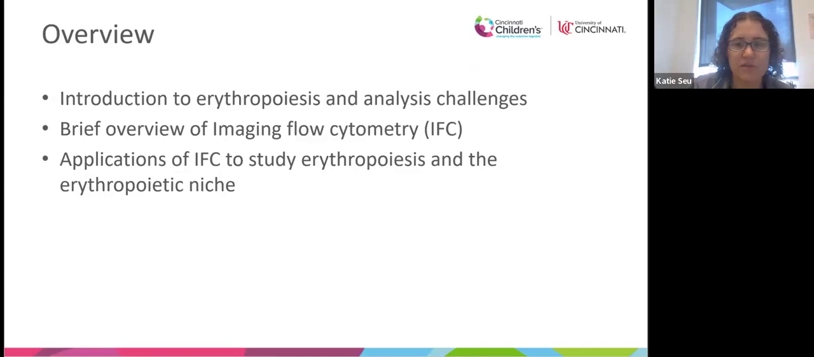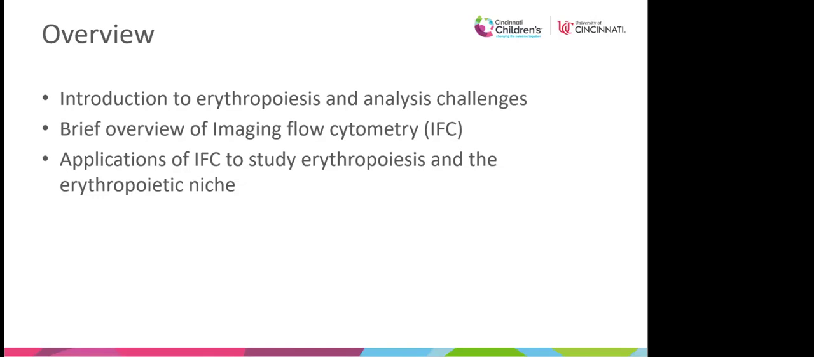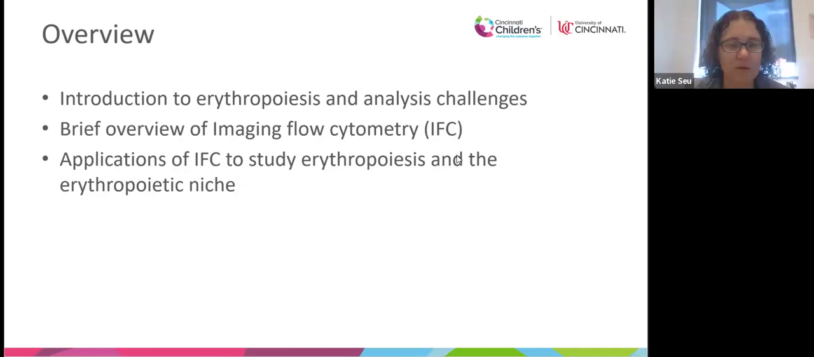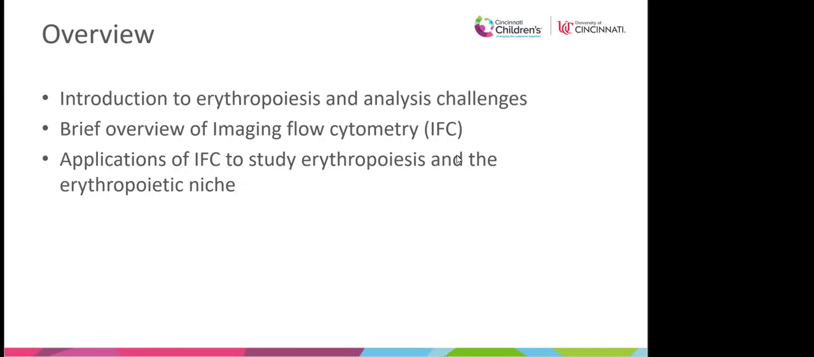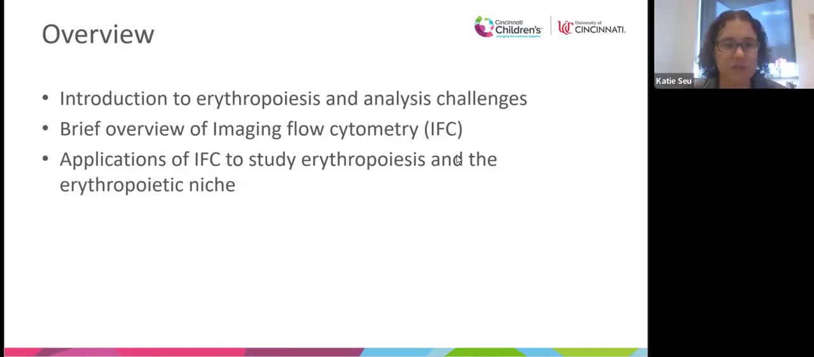So just to give you an overview of what I will talk about, I will give you an overview of erythropoiesis because I recognize this is not something everyone that studies hematopoiesis is familiar with, and some of the analysis challenges that we encounter. Then I will introduce imaging flow cytometry and then describe a couple of different applications in which researchers have used IFC to study erythropoiesis and the erythropoietic niche, including highlights from the literature as well as some of my own research in collaboration with Dr. Theodosia Kalfa.